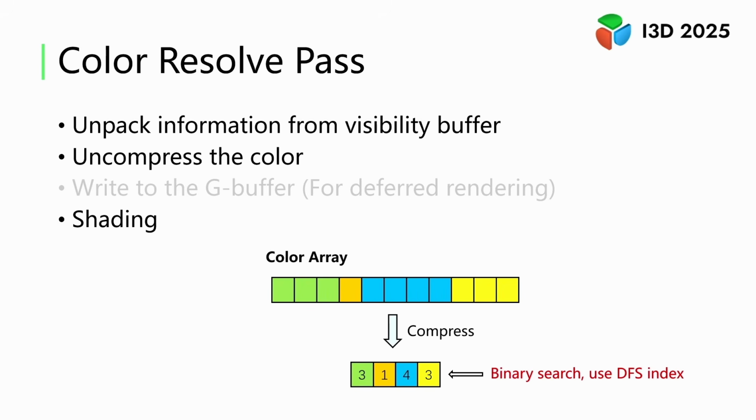We then calculate the DFS order of the intersection node of the SVDAG based on voxel position. Using the DFS order, we perform a binary search in the color block array to find the corresponding color block. Finally, we shade based on the normal and the color, writing shading results into the color texture. If using a deferred rendering pipeline, you need to first write this information to the G-buffer before proceeding with the subsequent deferred shading process.